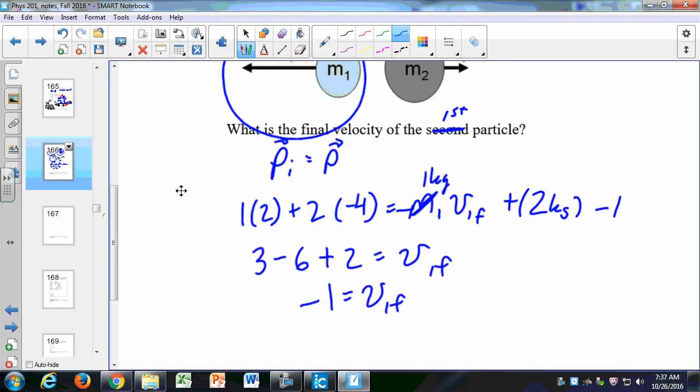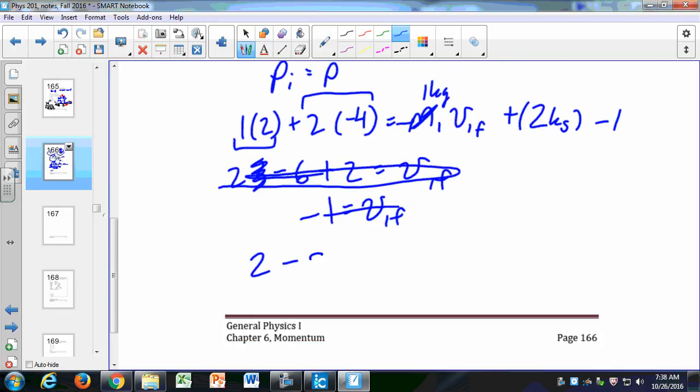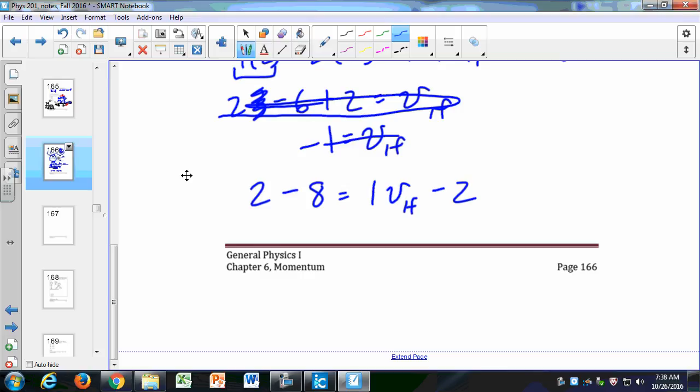Oh, yeah, I made a mistake. I'm sorry. This should be 2. 1 times 2 plus, oh shoot, this is all off, isn't it? 2 minus 8 equals 1 v1f minus 2. So that's equal to -4 equals v1f. Is that right, y'all?